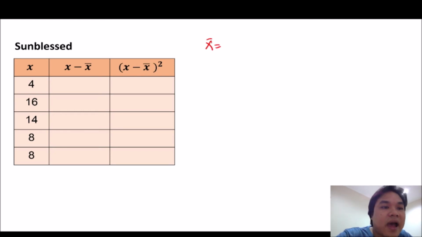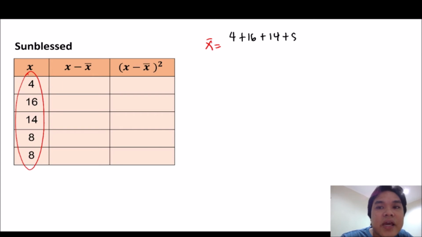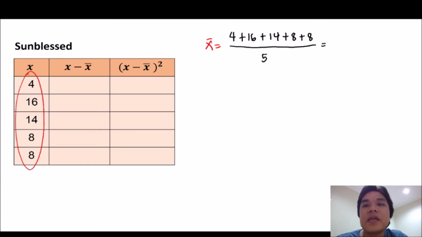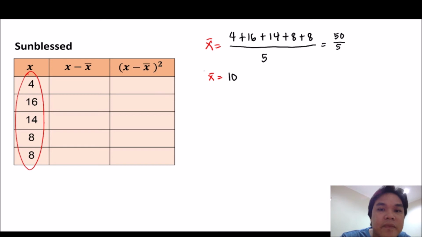So we will just add all the scores. Okay, so 4 plus 16 plus 14 plus 8 plus 8 divided by 5. So 4 plus 16 is 20, plus 14, 34, plus 8, 42, plus 8, 50. So 50 divided by 5. So your mean is 10. Okay? So this is your mean.